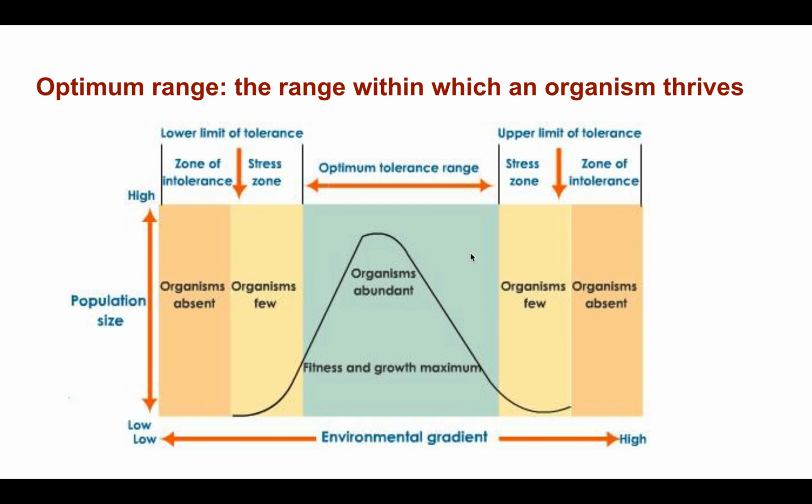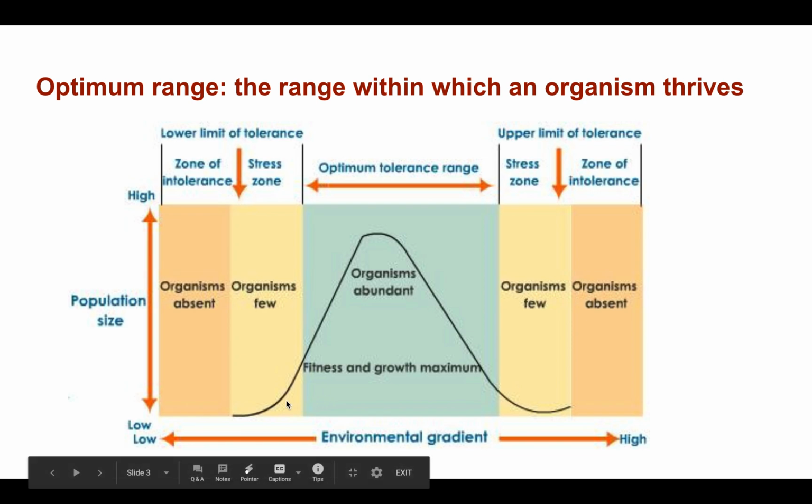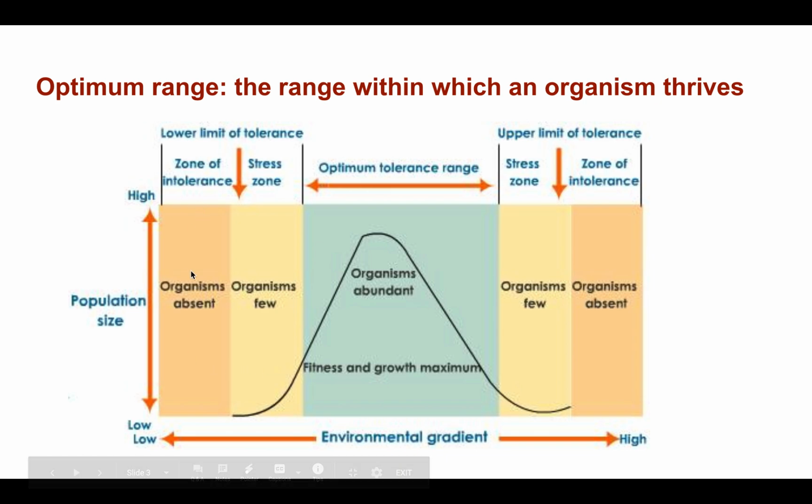On either side of that, we've got the lower limit of tolerance and the upper limit of tolerance. Down here is a zone of stress. So there's still a few organisms in here. The pH maybe is going down. They can cope with this lower pH. It's getting more acidic, but they don't really like it. And if it gets too low, zone of intolerance, nobody's living there. Same going up the other way.